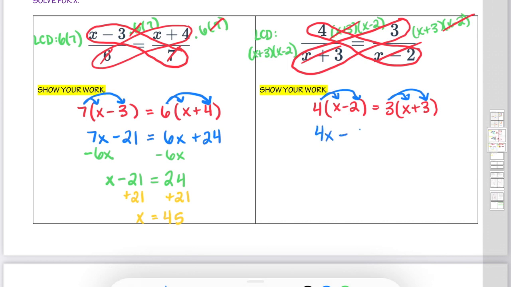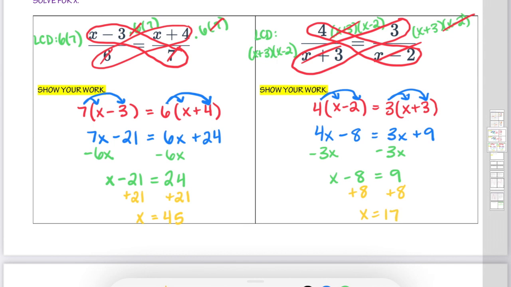4 times x gives me 4x. 4 times negative 2 gives me negative 8. Don't forget about those negatives. 3 times x gives me 3x, and 3 times 3 gives me positive 9. Now, once again, I like to move the x terms to the left, so I'm going to subtract 3x on both sides. 4x minus 3x gives me 1x, carry down the minus 8, carry down the 9, and then I need to add 8 on both sides, so I get x equals 17.